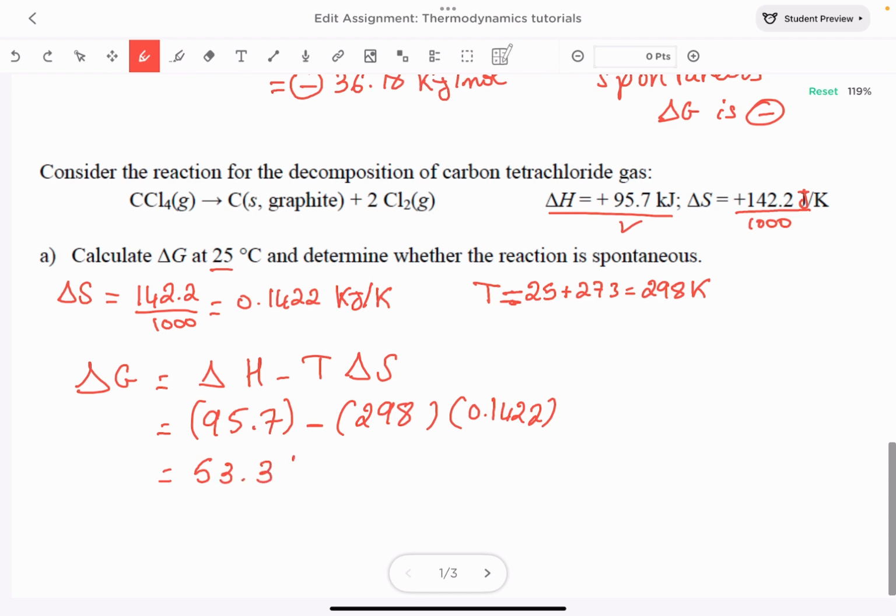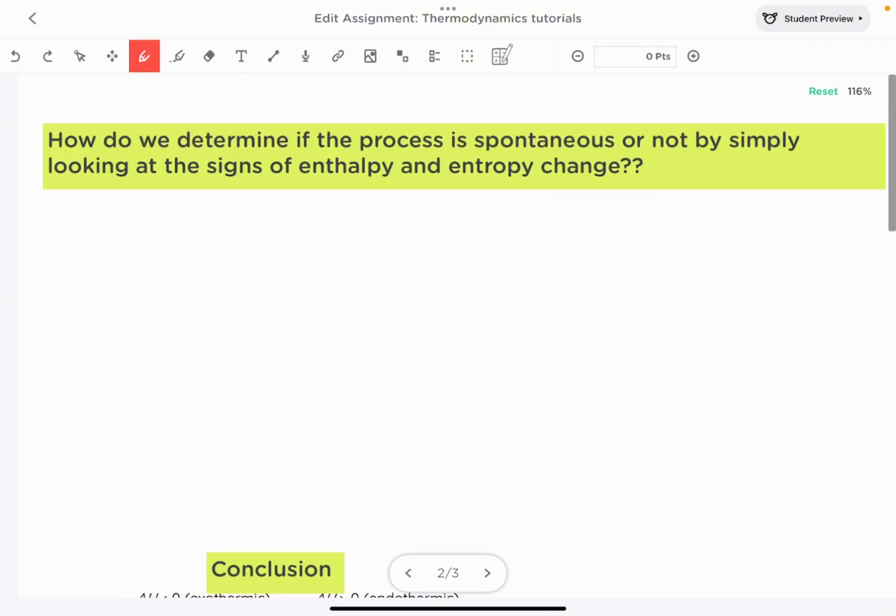Working this on our calculator, we find the answer to be 53.3 kilojoule. Therefore, the value of delta G is positive. Therefore, it is non-spontaneous.